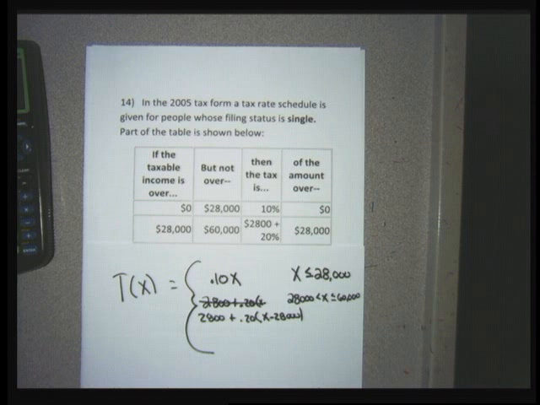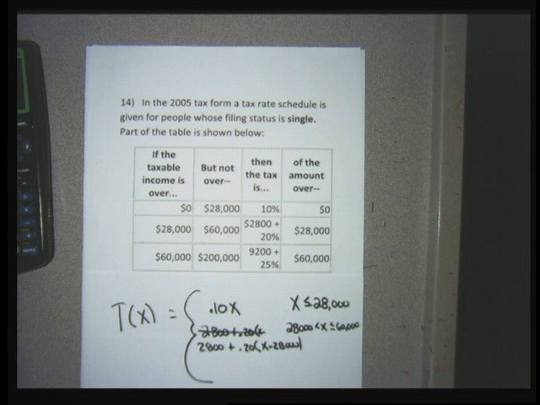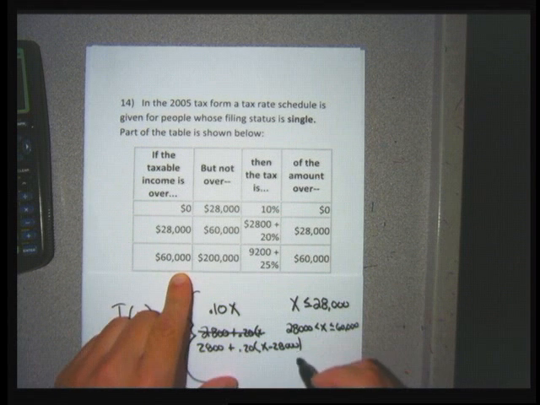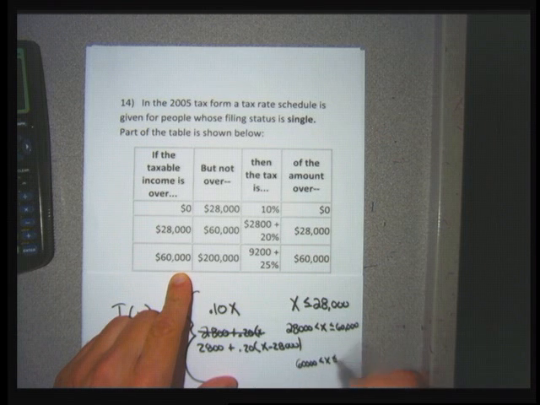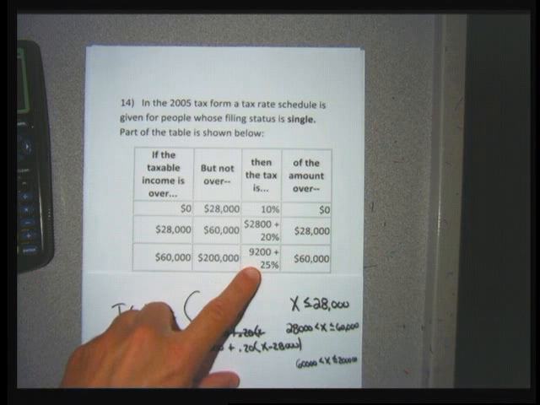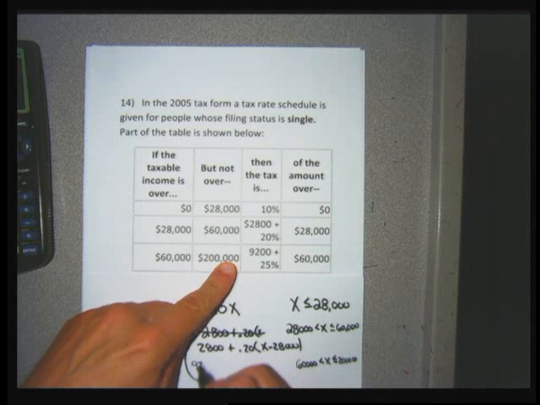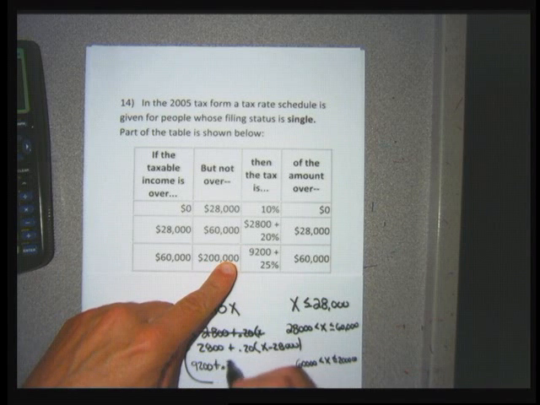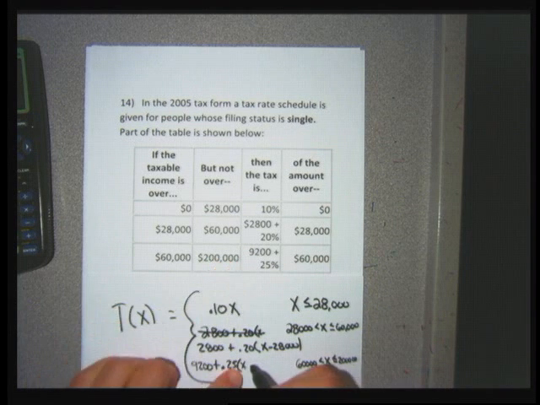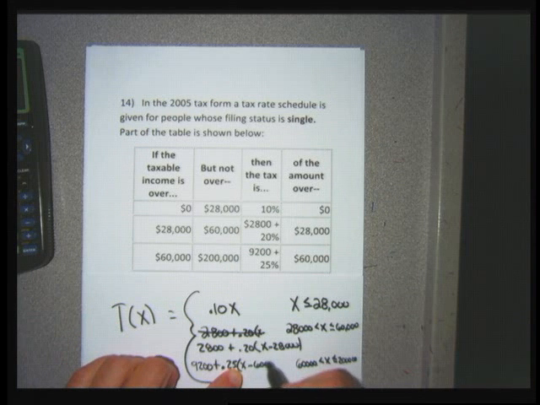The last line I'm going to do is if my income was between $60,000 and $200,000, so this is going to be good for incomes greater than $60,000 but less than or equal to $200,000. And it says your tax is $9,200 plus 25% of the amount over $60,000. So I'm going to do this. It's $9,200 plus 25% of the amount over $60,000. The amount over $60,000 is my wages, subtracted $60,000.